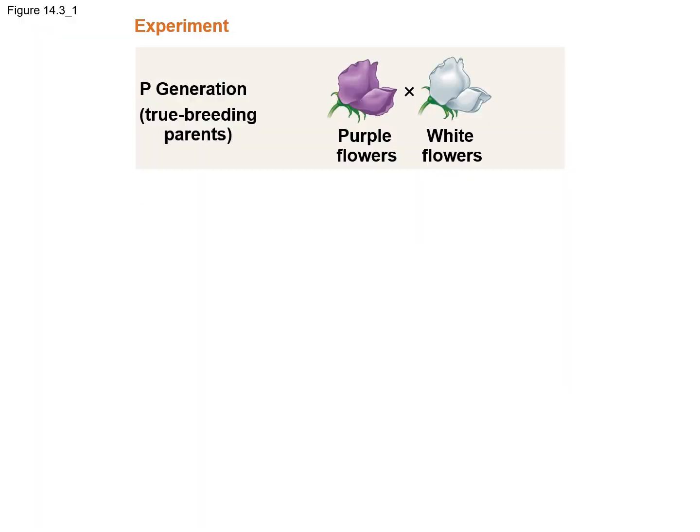So let's start with an experiment. Okay, we're going to cross two homozygous parents. When we cross the two homozygous parents, remember that the outcome here is phenotype. We do not know the genotype going into this experiment.